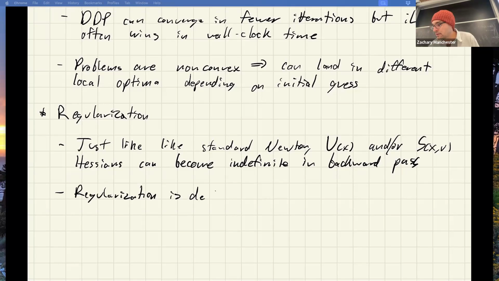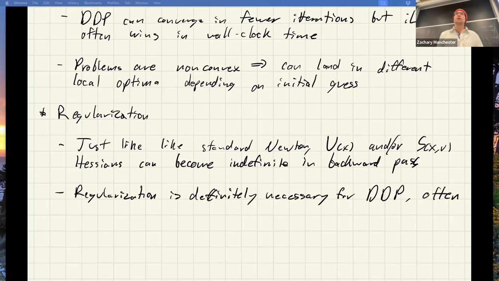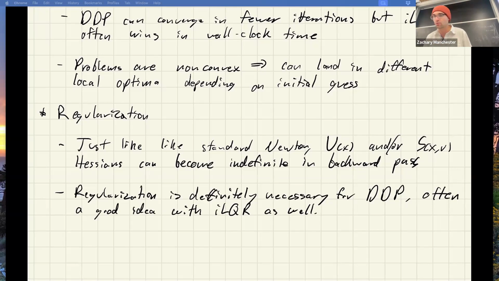You definitely need to do it in the DDP full Newton scenario. And even in iLQR, where maybe sometimes you don't strictly need to, it's often a good idea for numerical reasons, because of floating point messiness. If you're close to having a zero eigenvalue, it's not good. So just padding a little bit with the regularizer is generally a good idea for numerical reasons.